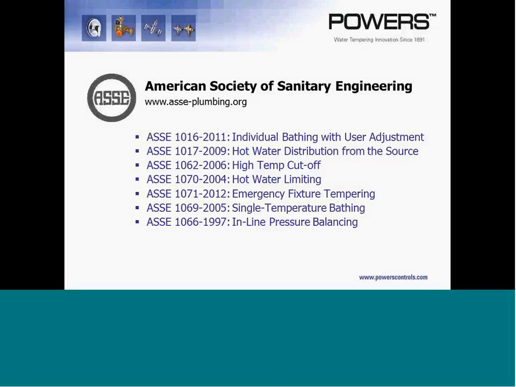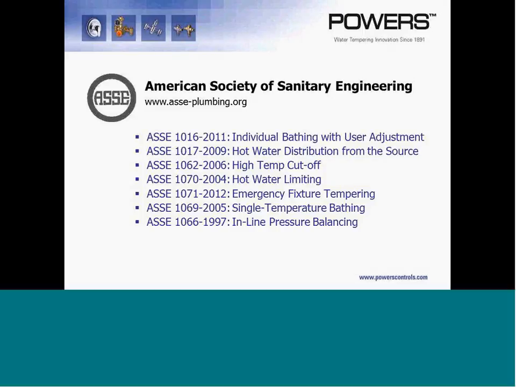So the primary standards that we're going to focus on are what you see there: 1016, which is essentially the bath shower standard, and 1017, which is the point of source or hot water distribution standard. We're not going to talk too much about 1062, but we'll make it available. We'll just briefly make you aware of it. That's the high temperature shutoff standard for showers and lavatories.